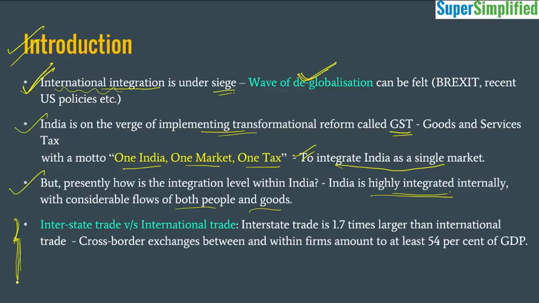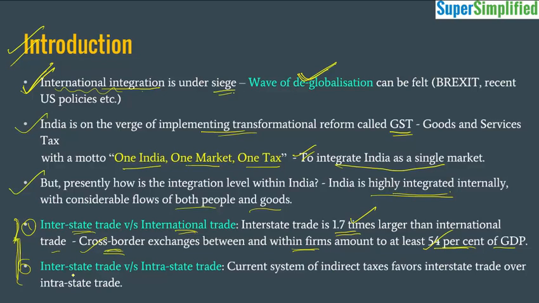And it mentions two interesting facts related to trade in India. The first point is a comparison between interstate trade and the international trade of India. As per the Economic Survey, interstate trade in India is 1.7 times more than the international trade, and the cross-border exchange between the firms amounts to 54% of GDP. And when we compare interstate trade, the trade between the states, versus intrastate trade, the trade within the state, then according to the observation by the Economic Survey, the current system of indirect taxes favors interstate trade over intrastate trade. So these are the two important facts about the Indian trade pattern.